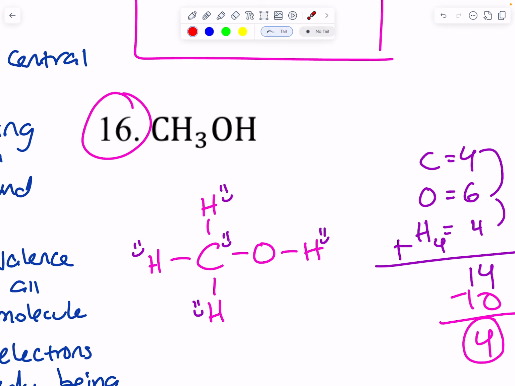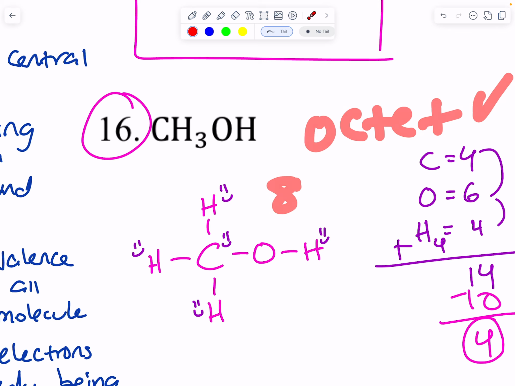Except for maybe oxygen. Let's see how many he has. So here's oxygen. He only has 2 lines attached to him. Line over here, line over here. So that means he has 2, 4. Oxygen only has 4 electrons on him right now. Therefore, he's not happy. He wants to have 8. He wants to achieve octet. That is their whole goal.